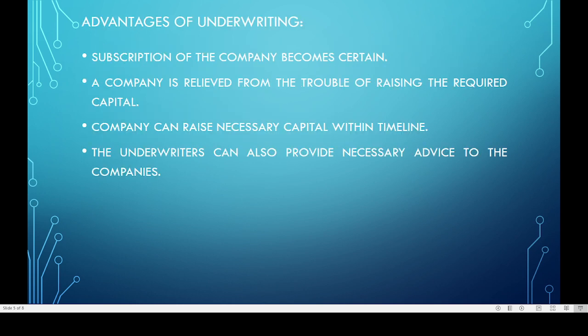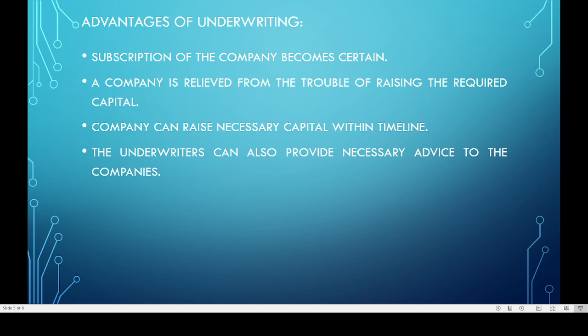Next we will see what the advantages of underwriting are. Why do we have to do underwriting? The first one: subscription of the company becomes certain. For example, as a private limited company, my total issue is 1 lakh rupees. Out of that, 50,000 is partial underwriting, which I underwrite with an underwriter, maybe an individual or a financial institution. Now, as the responsibility for 50,000 shares is taken by the underwriter, it is very sure that that much amount will be raised through the underwriter.